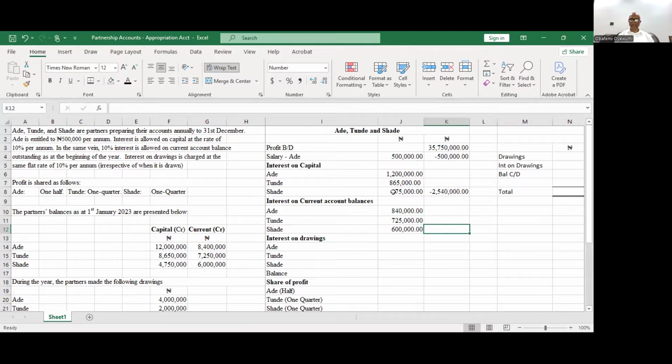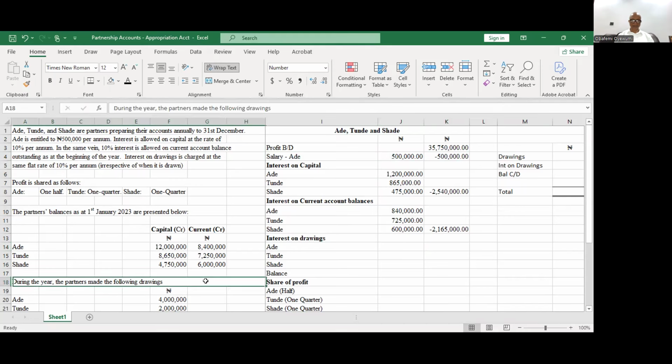So by the time you add everything together, because the firm is also the one that is paying, it is going to reduce ultimately the profit, the amount that will be available for them to share. So let's add them together. And that's what we have now, 2,165,000.